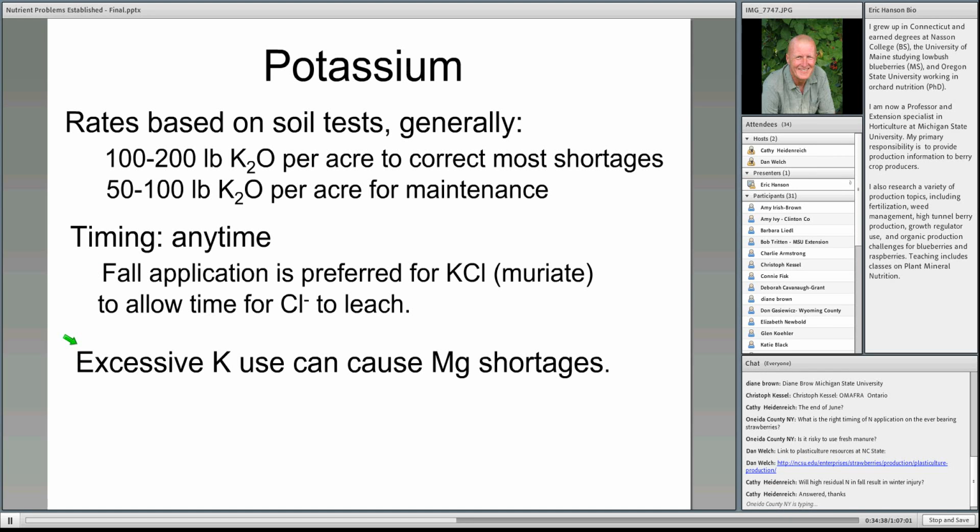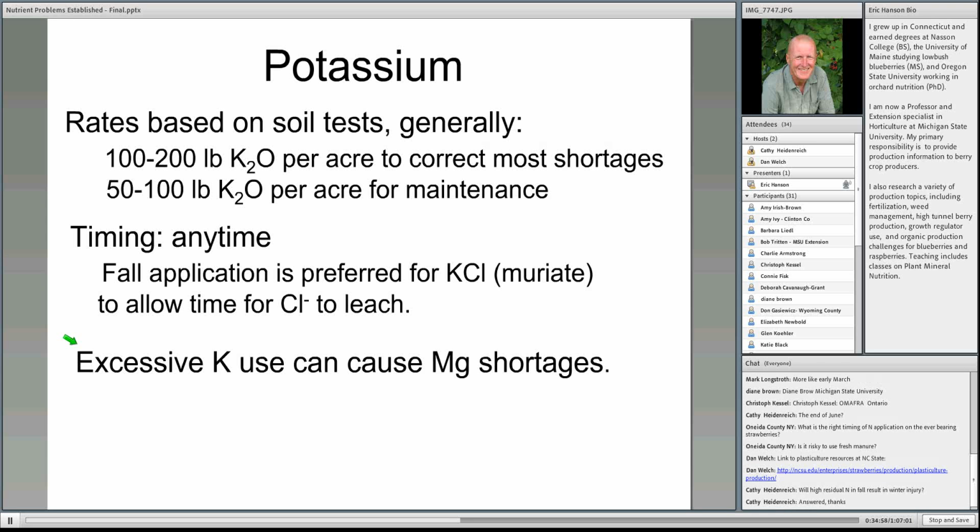Keep in mind that excessive use of potassium can cause magnesium shortages. I think Marvin covered this pretty well previously, in that there's a balance between the cations in soils: calcium, magnesium, and potassium. And if you continually apply potassium because you think that you need it every year, you can cause trouble with inadequate availability of magnesium to the plants.